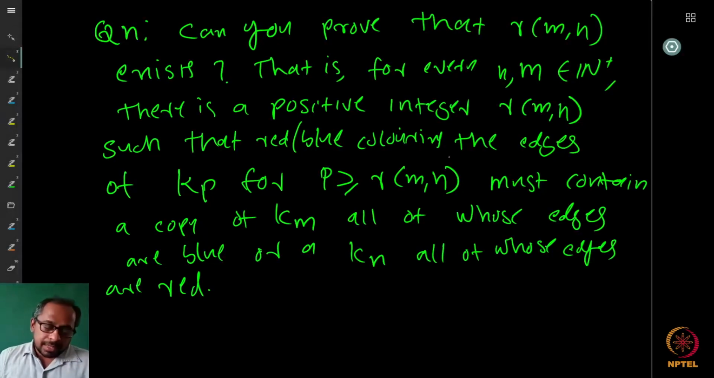So here is the question. Can you prove that Rmn exists? That is, for every m, n belonging to the positive integers, there is a positive integer Rmn such that a red-blue coloring of the edges of the complete graph on p vertices, for p greater than or equal to Rmn, must contain a copy of Km whose edges are all blue, or a Kn where all edges are red. One of these must be present.